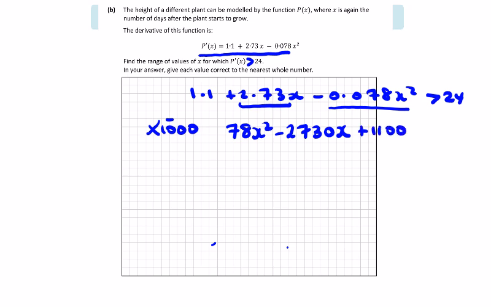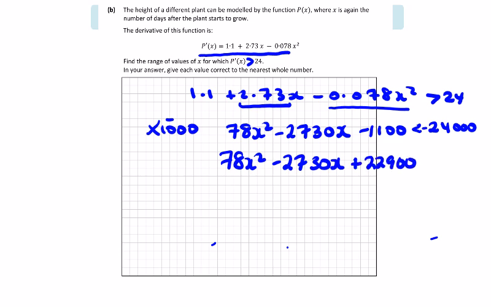Plus 1100 greater than 24,000. Sorry, less than, because we multiplied by the minus, and I have multiplied the 1100 by the minus, so minus 1100, so that's going to give 78x squared minus 2730x, and then plus 24,000, so plus 22,900, less than 0, and it doesn't factorize. Oh, maybe it does factorize. No, it doesn't factorize. It's quadratic formula again.